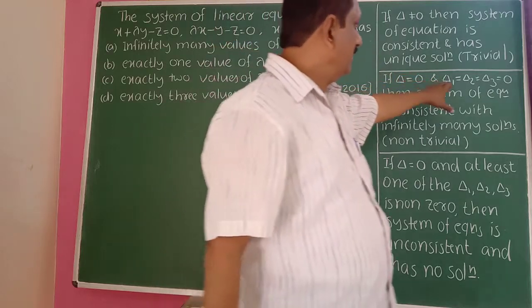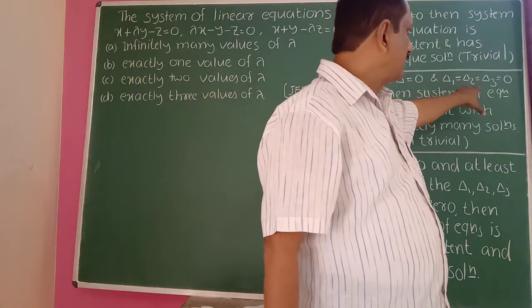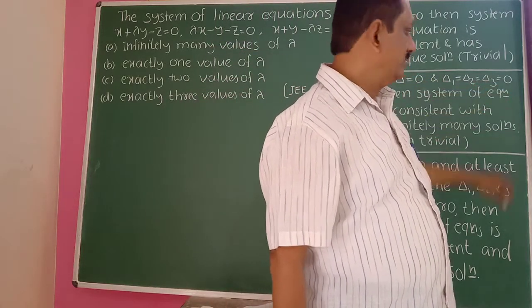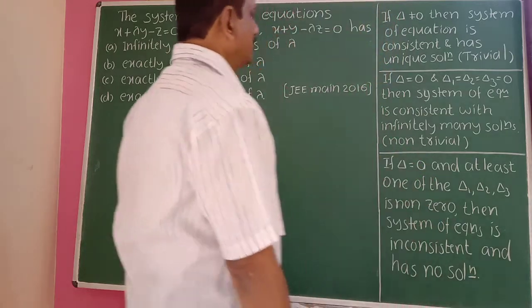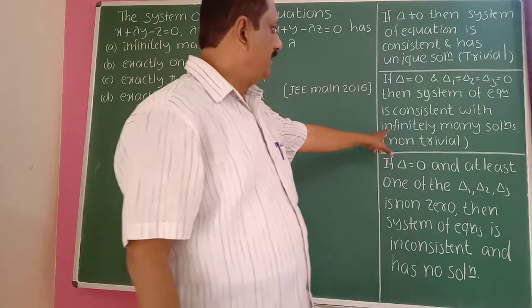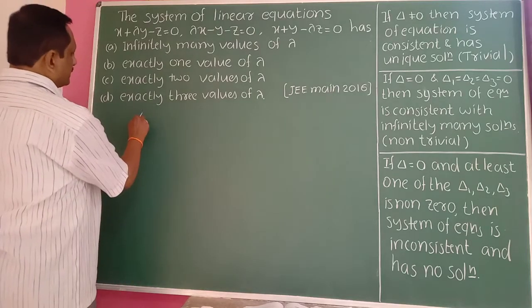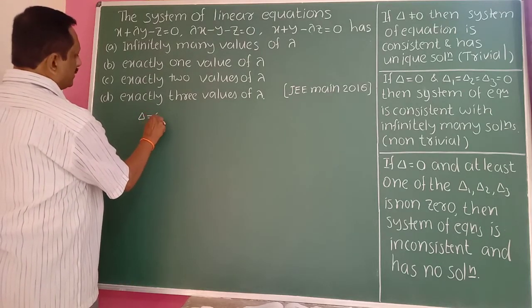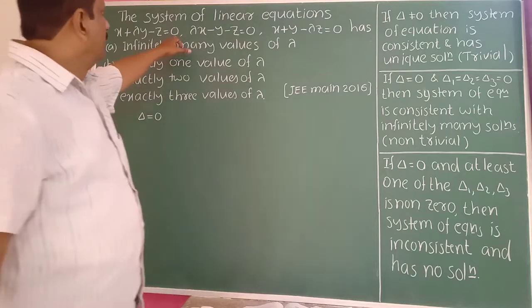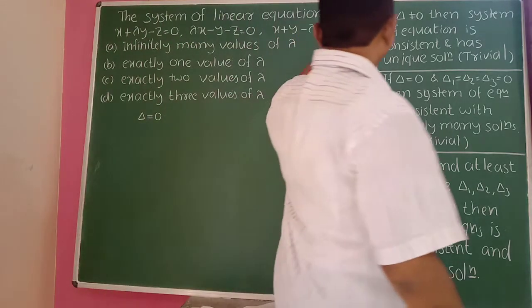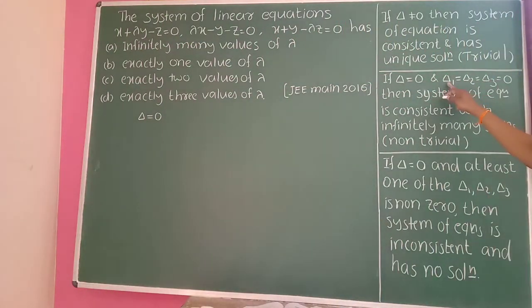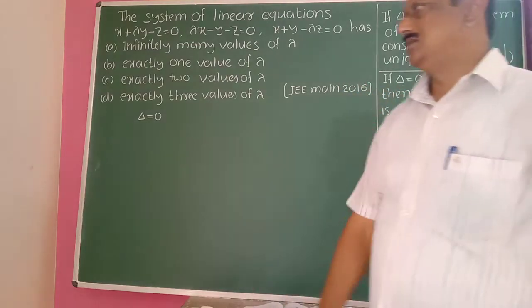Then obviously delta 1 is 0, delta 2 is 0, delta 3 is also 0. Hence it is a non-trivial solution. It has infinitely many solutions here. Therefore, in this case, delta is equal to what here? 0, because right side terms are 0. If right side terms are 0, then obviously delta 1, delta 2, delta 3 are also 0. Hence in this case, delta is equal to 0. It is a non-trivial solution here.